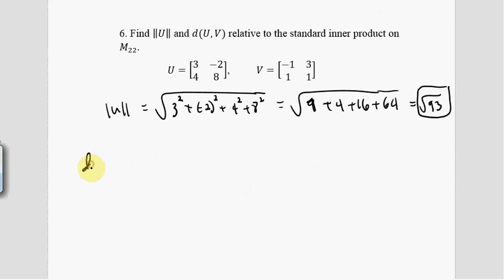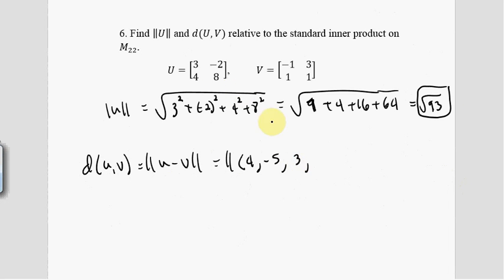And then the distance between U and V. This is the norm of U minus V. This is the norm of, take each corresponding component, do the subtraction. So 3 minus -1 is 3 plus 1, which is 4. -2 minus 3 is -5. 4 minus 1 is 3. And then 8 minus 1 is 7.